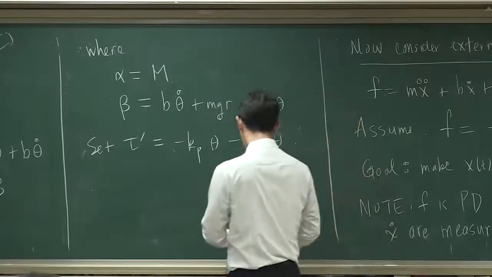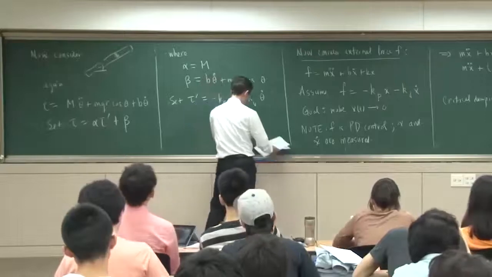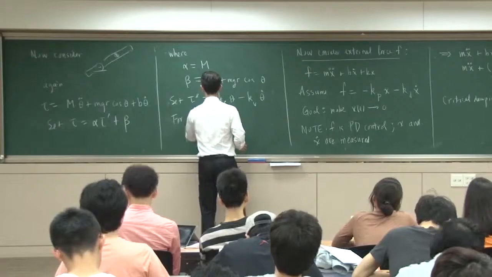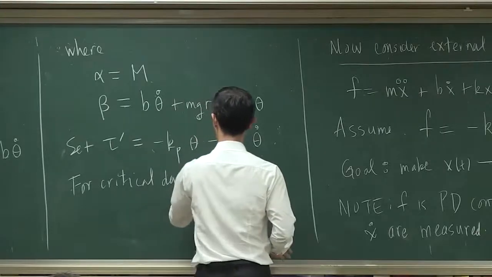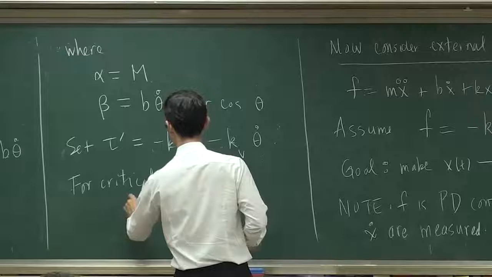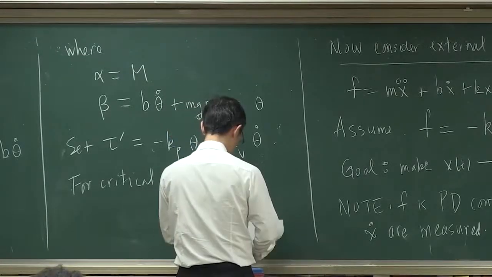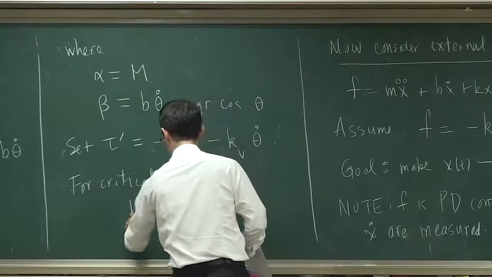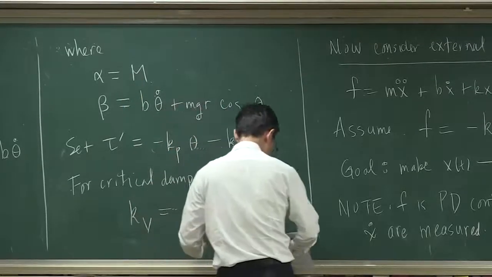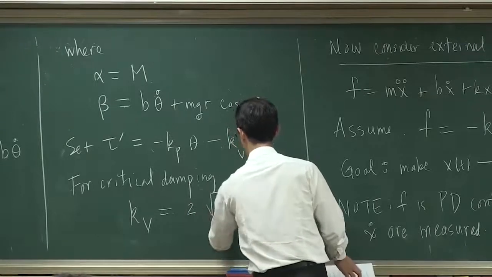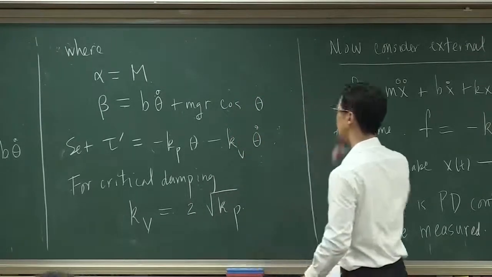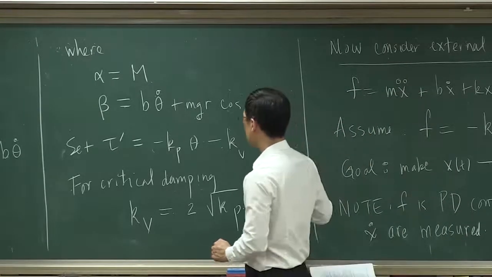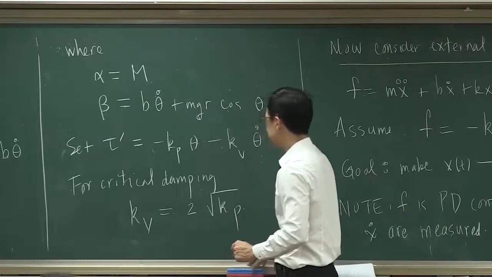All right, so for critical damping, what was the relation? Work through it. You'll see that we need kV to be 2 times the square root of kp.